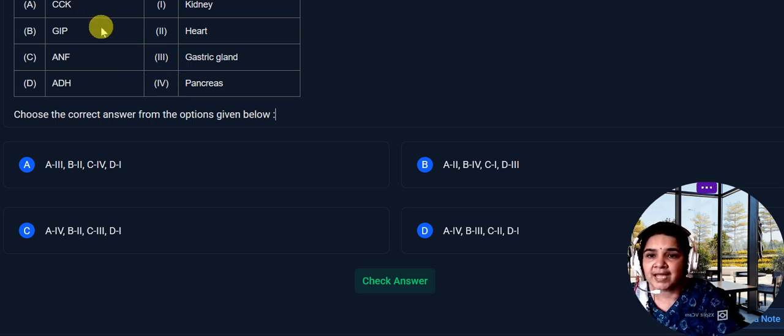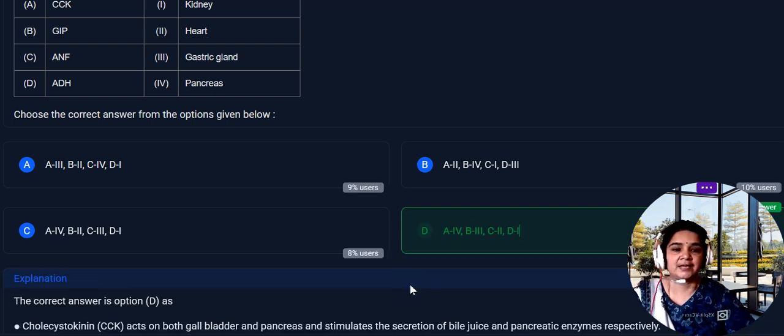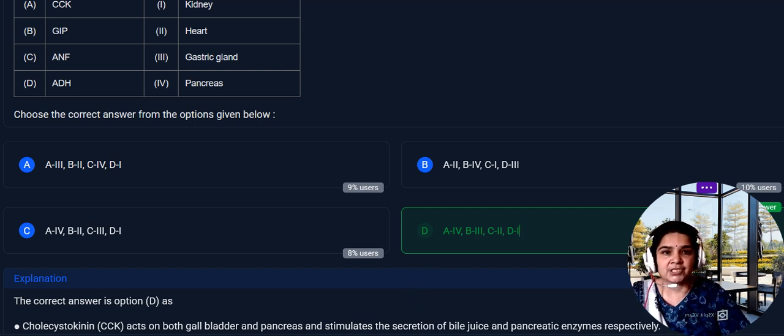So A is 4, and B, gastric inhibitory peptide, is related to the gastric gland, B is 3. Atrial natriuretic factor is related to the heart. C is 2 and D is 1. So let us check whether it is correct or wrong. Yes, it is correct. So now let us proceed to the next question.